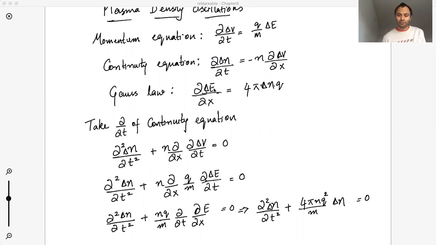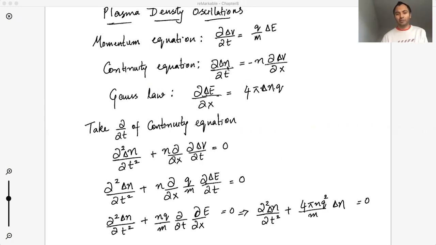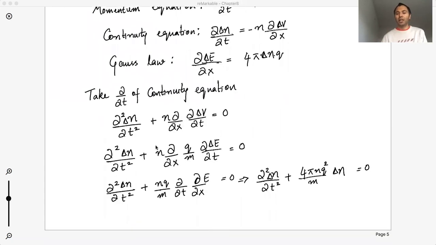So it's pretty easy. I mean, again, standard stuff: take the time derivative of the continuity equation, and then substitute from the other equations. It's pretty straightforward. And then you get a second order differential equation in delta n, okay? And so you get a second order differential equation in time. This is a simple harmonic oscillator, like you recognize this to be the square of the oscillation frequency, right?